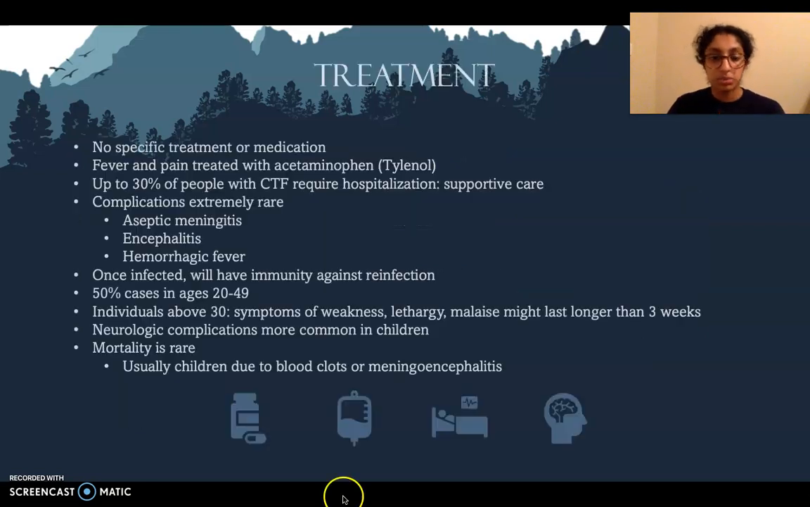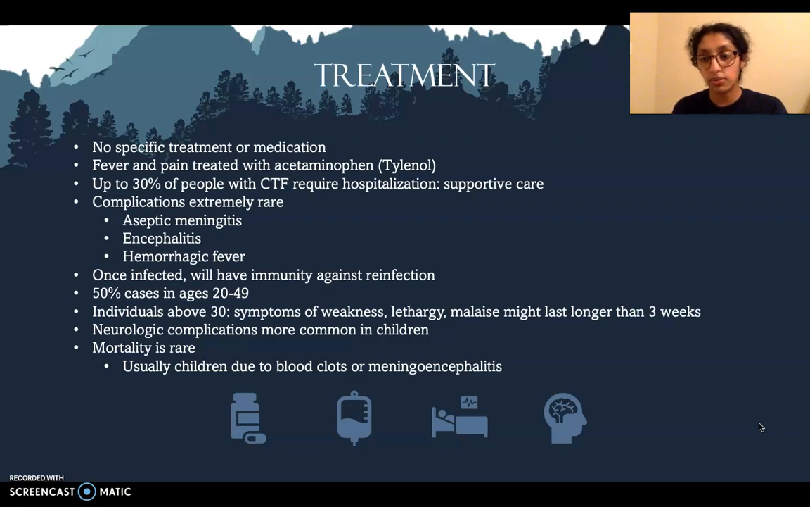Okay. Treatment, there's no treatment. Just take acetaminophen to relieve your symptoms of fever and pain. Up to 30% of people will require hospitalization, but they just get supportive care like IV fluids. Complications are extremely rare, like aseptic meningitis, encephalitis, hemorrhagic fever. Don't take aspirin because that could worsen hemorrhage. Once infected, you will have immunity against reinfection.